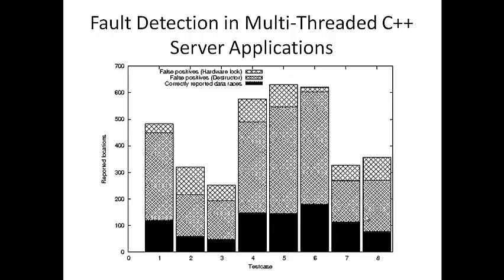The screen shows the results of 8 test cases that were run on C++ server applications, with each histogram bin representing hardware logs, the false positive on destructors, and the correctly reported data races. The results show clearly that Valgrind is efficient in finding deadlocks, race conditions, and issues related to hardware logs.